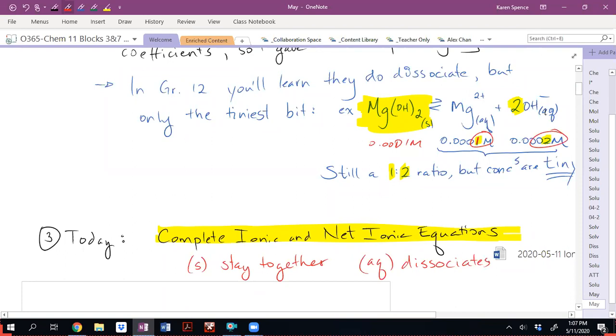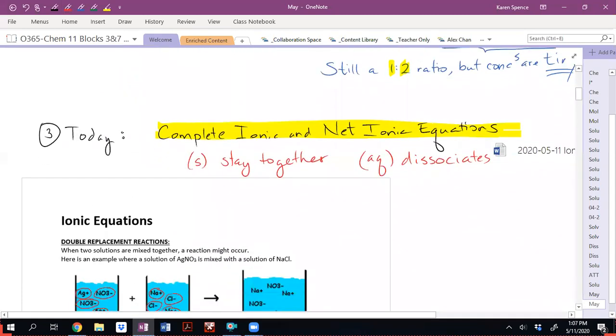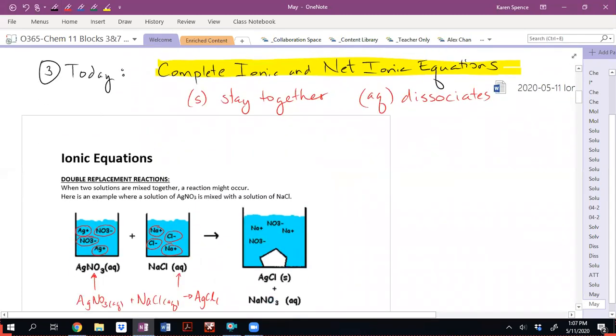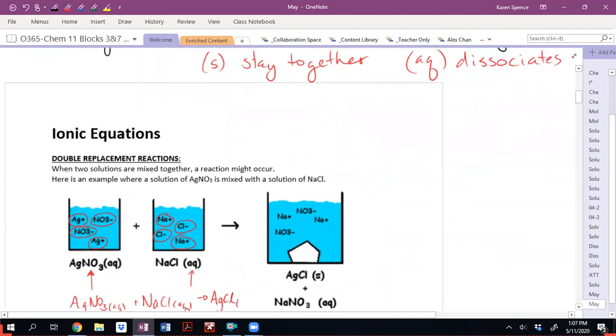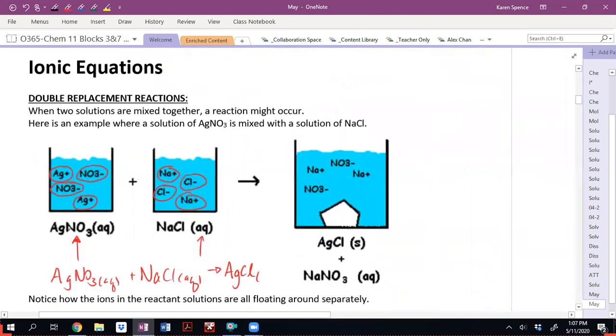Those are unbreakable rules. Okay, so like last week, I was sort of willy-nilly, oh yeah, just dissociate everything. Here this week, anything that's solid does not get dissociated. Anything that is aqueous does. Okay, so our ionic equations, get rid of all that.